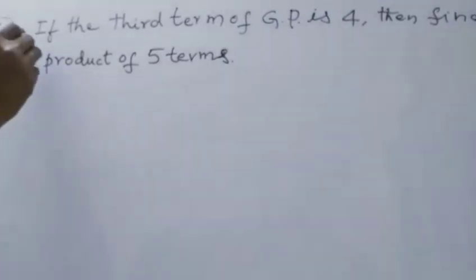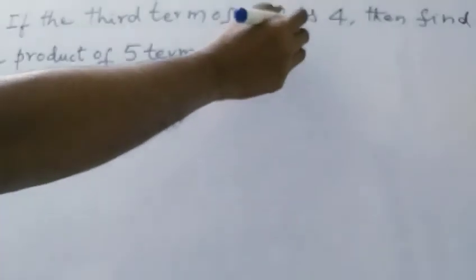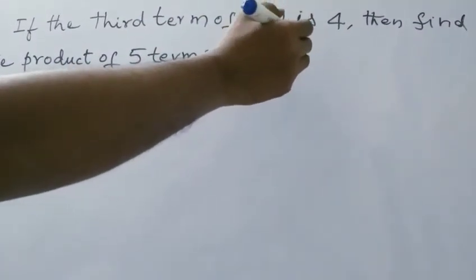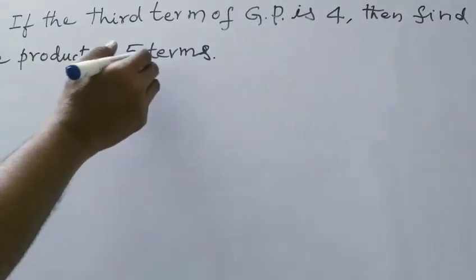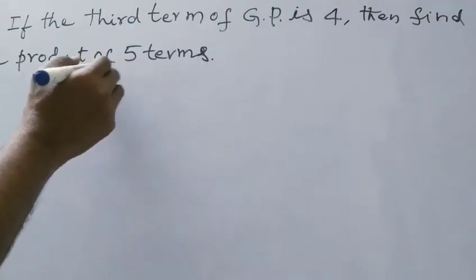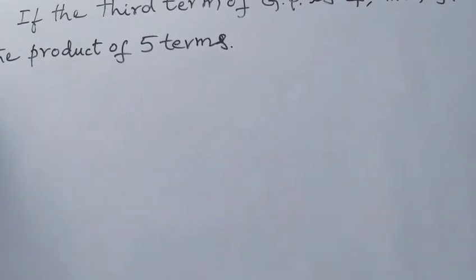This is the statement of the second one problem. If the third term of a geometric progression is 4, then we have to find the product of 5 terms. Product of 5 terms. That solution is as follows.